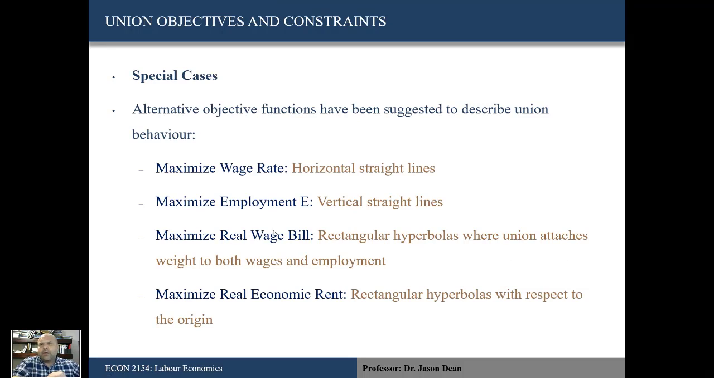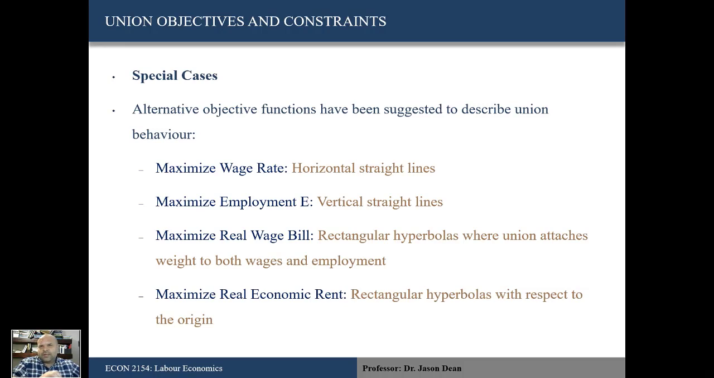And just to be clear, the wage bill is what the total labor income would be, because we're taking the wages and multiplying them by the employment. And also, if we think about this, the utility would just be equal to the wage times employment. So if we hold utility fixed and isolate the real wage, it will be equal to a constant divided by the employment. And so that's why we'll get a rectangular hyperbola shaped iso-utility curve.